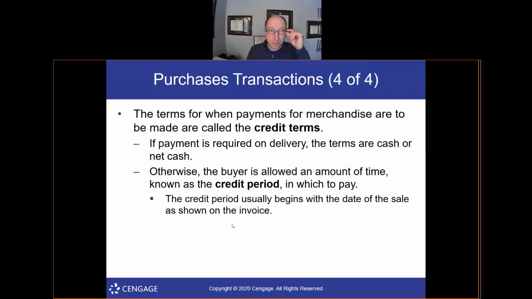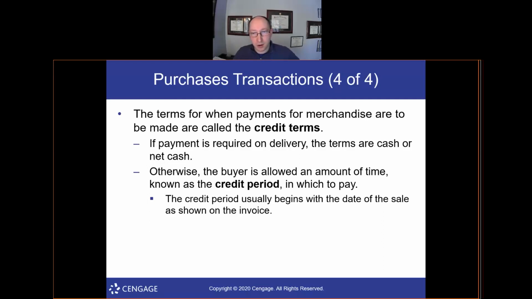Let's break it down a little bit further. Earlier I showed you 2/10, n/30: 2% discount if paid within 10 days, otherwise the whole thing is due within 30 days. We call those credit terms. These are terms for payments for merchandise. If the payment is required on delivery, we call the terms cash on delivery.